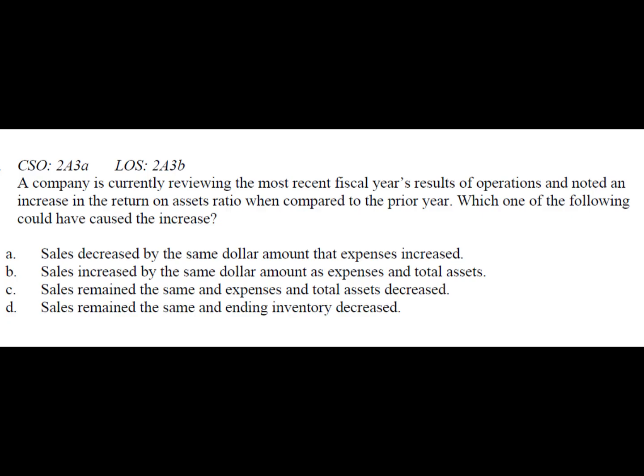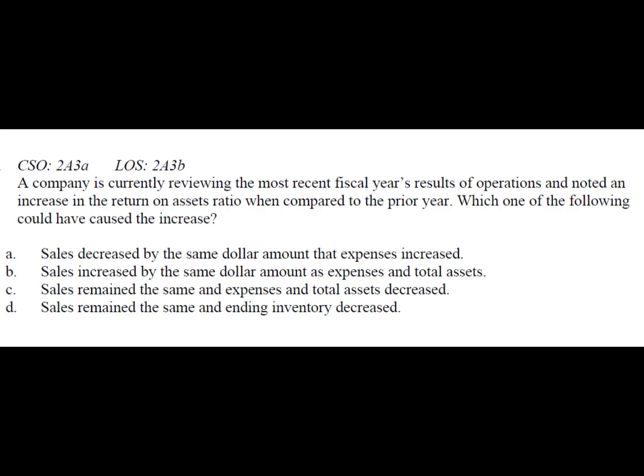The question asks which scenario would increase ROA compared with the previous year. A. Sales decreased by the same dollar amount that expenses increased. Incorrect. Lower sales and higher expenses both reduce net income, causing ROA to decrease. B. Sales increased by the same dollar amount as expenses and total assets. Incorrect. If sales and expenses increase equally, net income is unchanged, while total assets increase, causing ROA to decline.